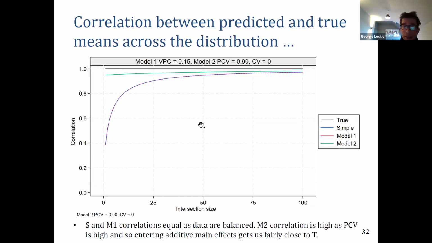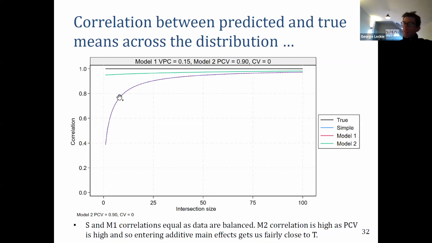So the blue and the red lines are actually on top of each other in this setup because I've done this for the balanced data case. In the paper, we could also consider imbalance. But in the balanced case, actually, the MAIHDA model 1 gets you no closer to the truth than the observed.